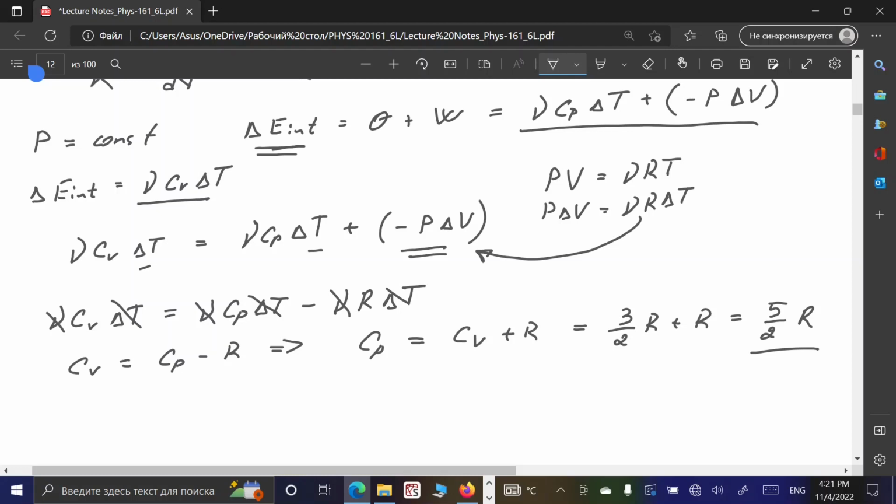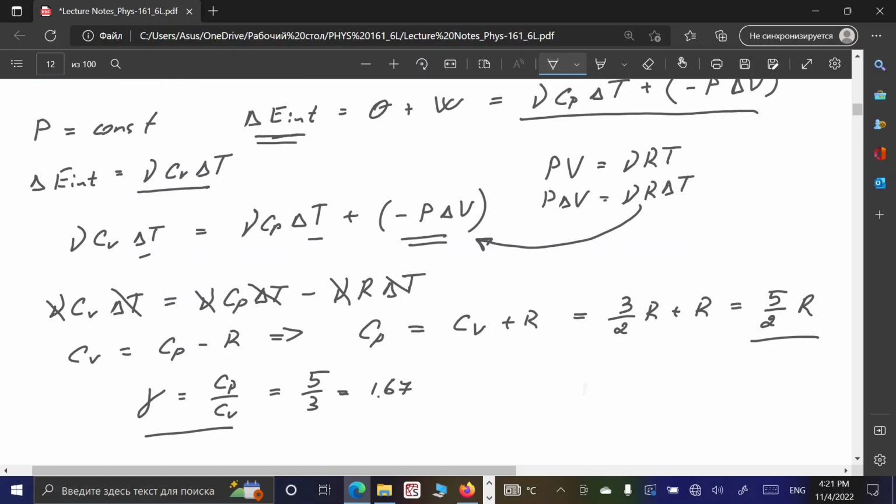Another important parameter, which is used quite often, specifically in the adiabatic process, which we will consider next, is the ratio between Cp and Cv. So gamma is equal to Cp over Cv. That is the so-called adiabatic coefficient, gamma. And for a monatomic ideal gas, that will be 5 over 3, which is something like 1.67.